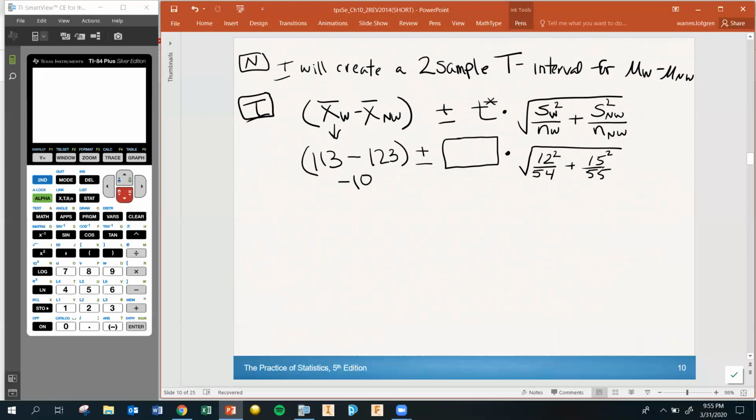Now, got to think about that t-score. So how do we find that t-score? I don't remember if we said earlier, but I'm going to try and make a 95% confidence interval. So I'm just going to state that. To find the t-score, here's what we got to do.